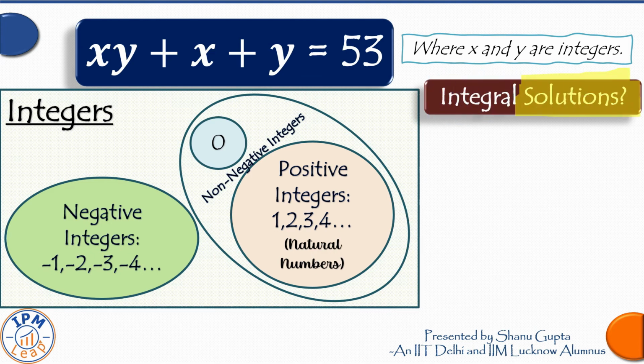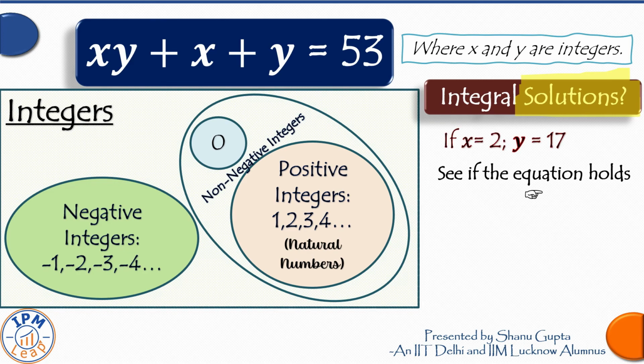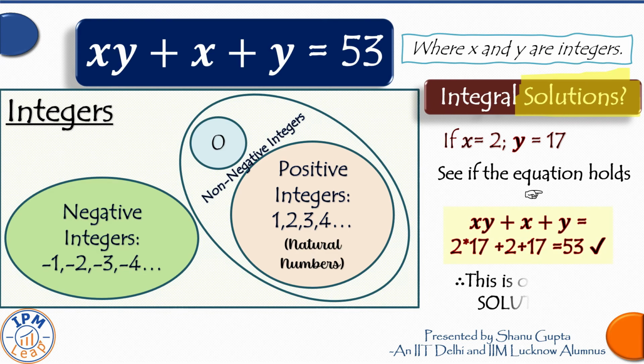Well, any combination of x and y for which the equation is satisfied is called a solution. For example, if we take x is equal to 2 and y is equal to 17, let us put these values in the equation and see if it holds. So 2 into 17, that is 34, plus 2 plus 17 is equal to 53. Wow, this is indeed a solution.